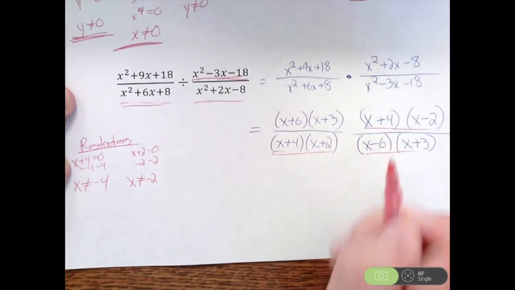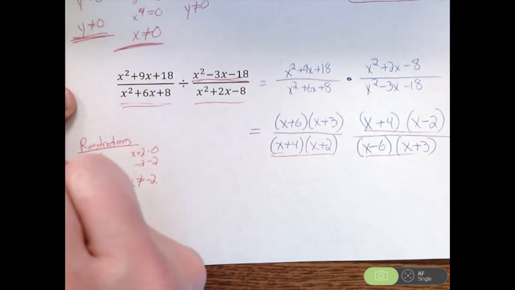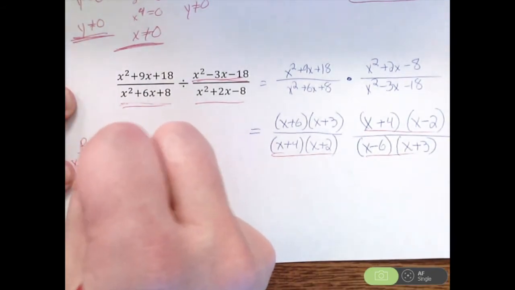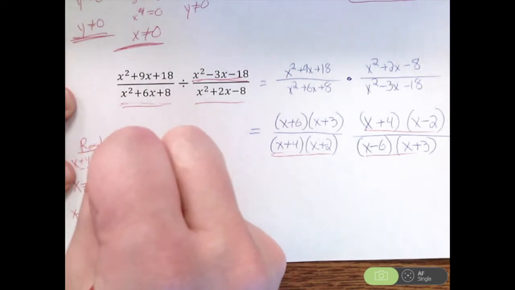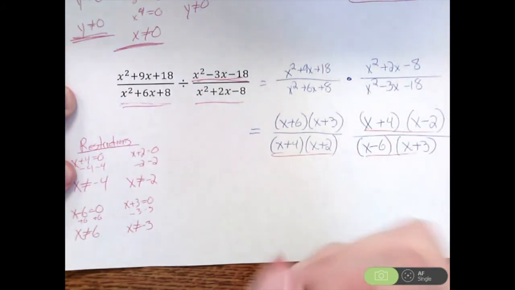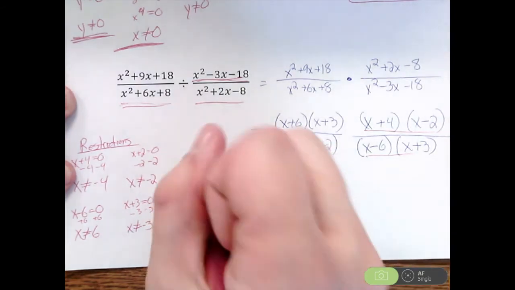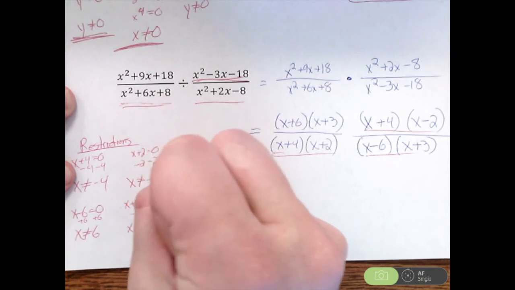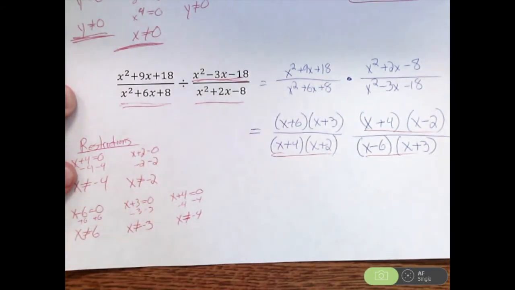I'll go to the bottom here. X minus 6 is equal to 0. X cannot be 6. X plus 3 is equal to 0. X cannot be negative 3. Go to the numerator. X plus 4 is equal to 0. X cannot be negative 4. Now, it's the second time I had that. I only need to write it once, but you get the idea.